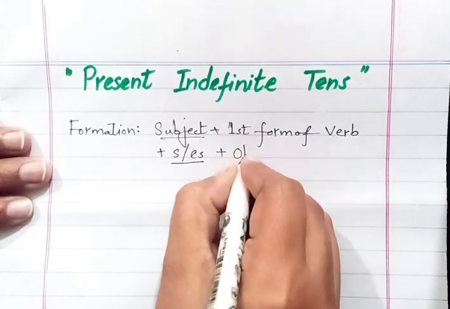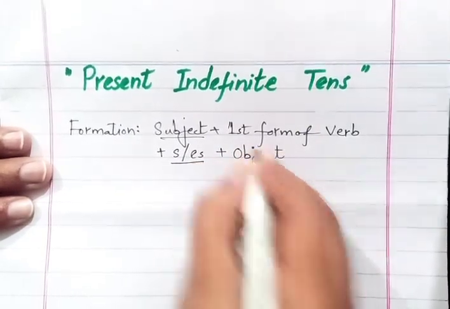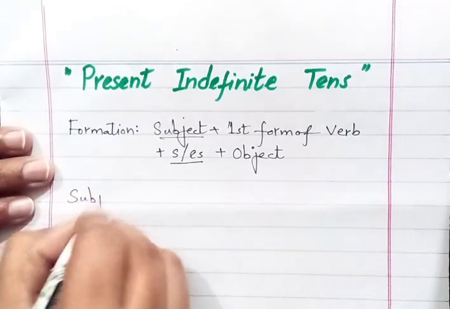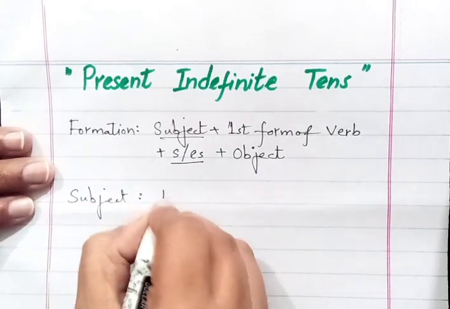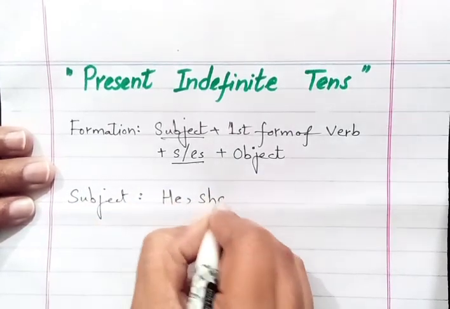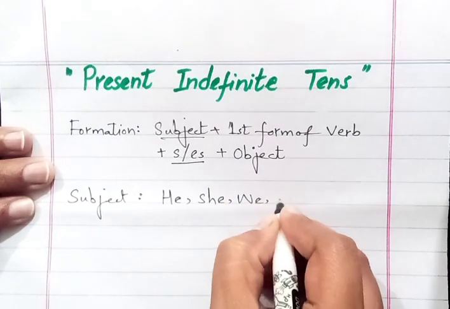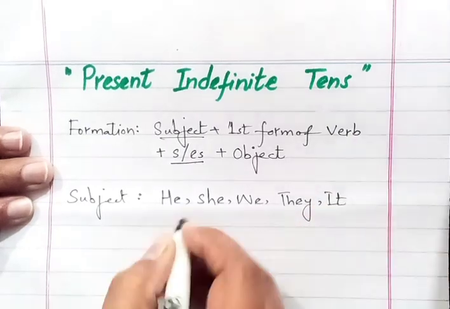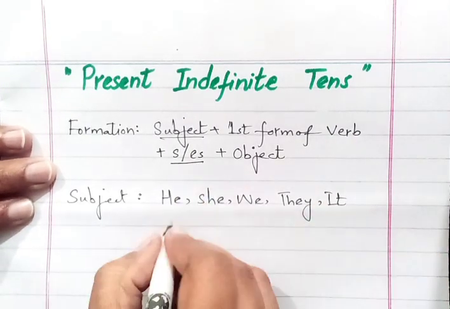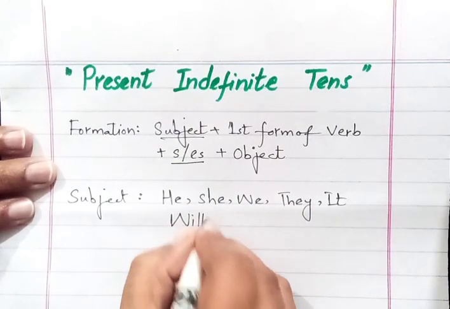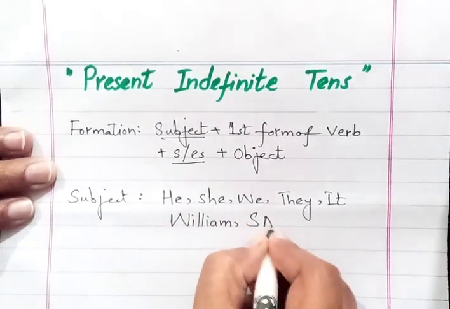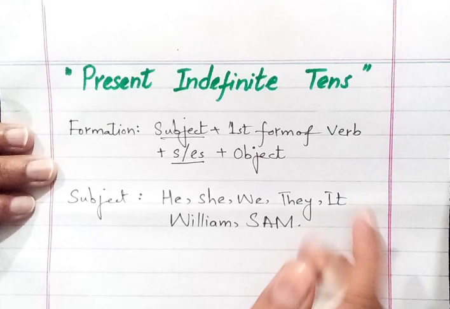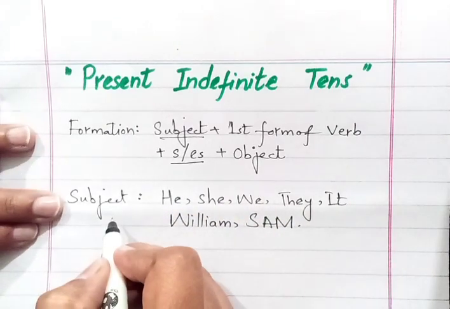Plus object. All right, let me show you what is subject. Subject can be he, she, we, they, it, or any kind of name, right? Like William, Sam, or any other name, right? These are all called subject.